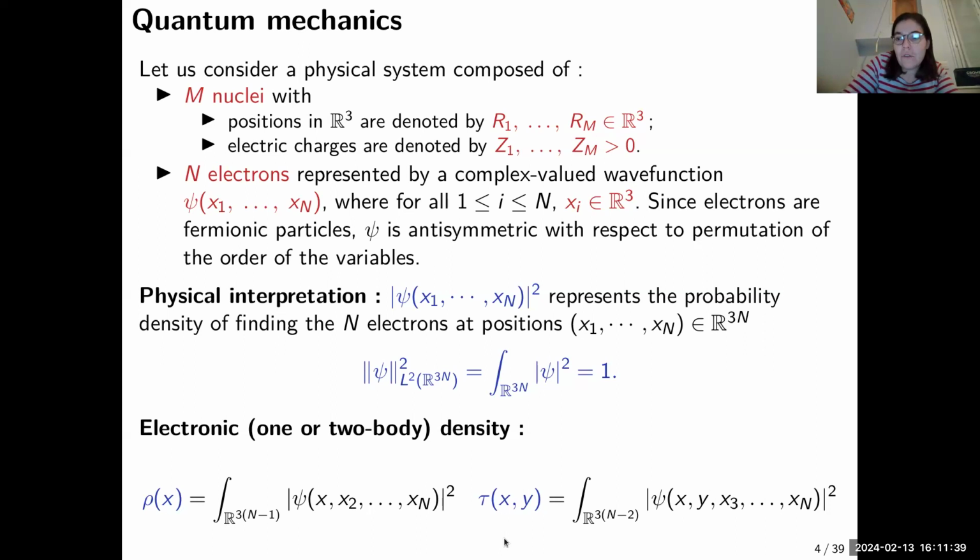Are there questions so far? I hope it's fine. So just keep in mind that the state of my system of n electrons is encoded by such a wave function psi, and that important quantities are these electronic one-body and two-body densities.